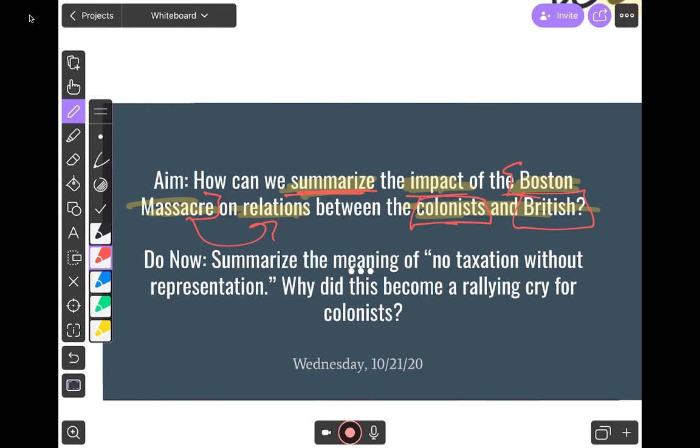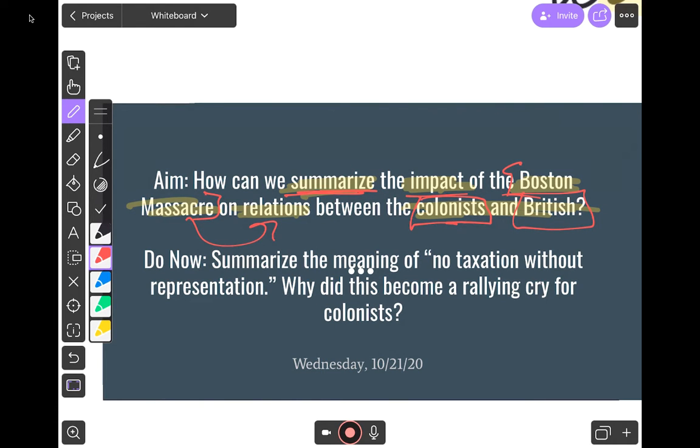Okay, so today we're keying in on the event known as the Boston Massacre. We're going to learn about what goes on in this event, what caused it, what the effects are, and then we're really trying to figure out long term, how could this event impact those relations between the colonists and British?